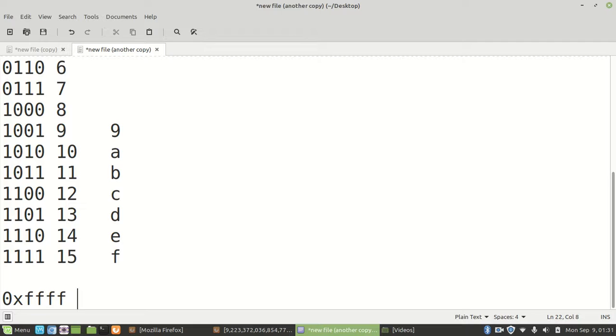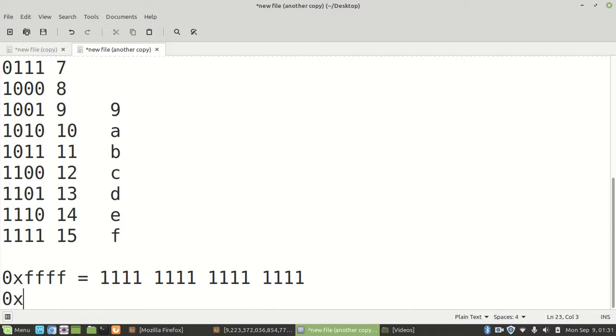So in binary, each of these would be 1111. That's an F, that's an F, that's an F, and that's an F. So this is the biggest number you can create in 16 bits. A 32-bit number is the biggest one you could do there, which is about 4 billion.